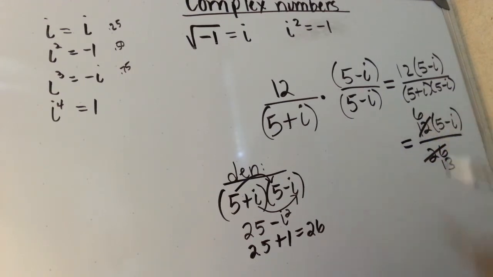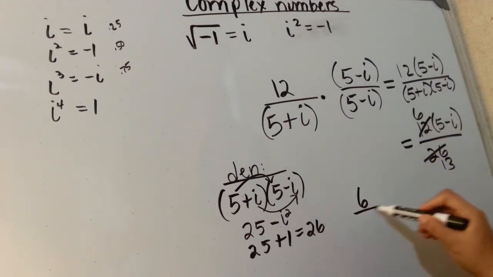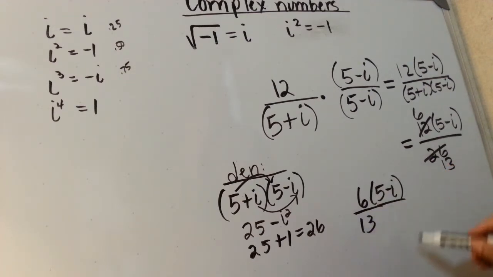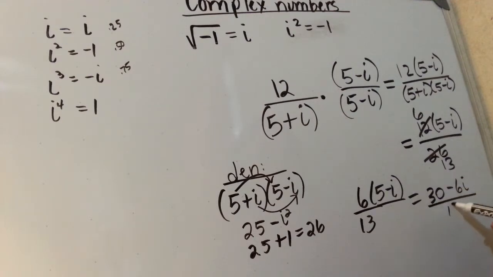2 goes into these, right? So you have 6 over 13 times 5 minus i. Or 30 minus 6i. Right? Yes, these would be the final answers.